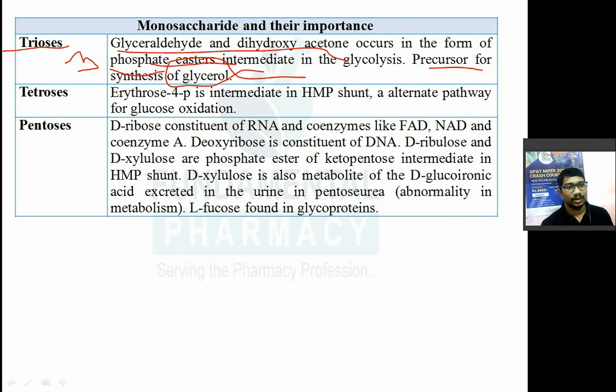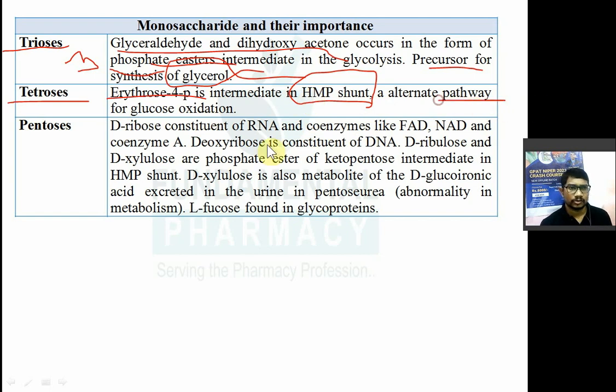Now tetroses, 4 carbon atom containing sugars. Erythrose 4 phosphate is an example of a tetrose. It is an intermediate in the HMP shunt. What is the HMP shunt? It is an alternative metabolic pathway for glucose. How does glucose oxidation happen? Through glycolysis, through the Krebs cycle, and later the HMP shunt. So the alternative pathway for glucose oxidation is the HMP shunt.